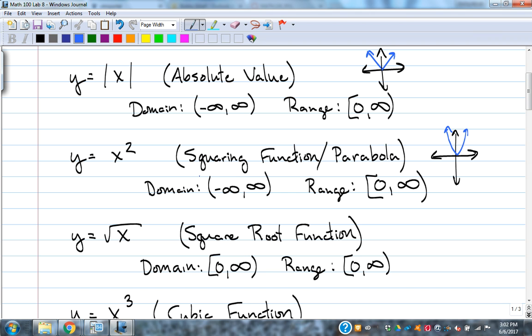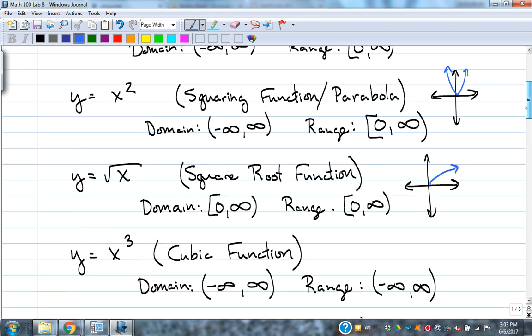The domain of negative infinity to positive infinity, and a range from 0 to infinity, including the 0 there. And then the square root function, which is the inverse of the squaring function, takes that and lays it on its side, and only draws half of it. Starts at 0 on the domain, goes to positive infinity, does the exact same thing on the range.